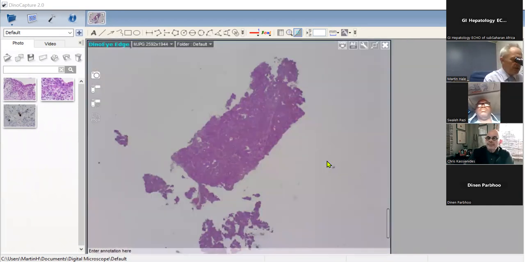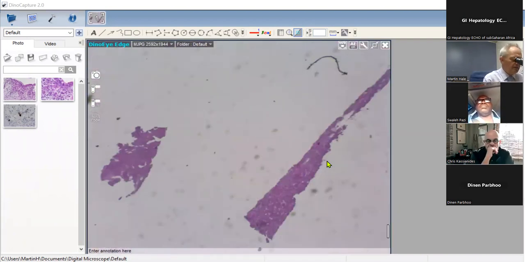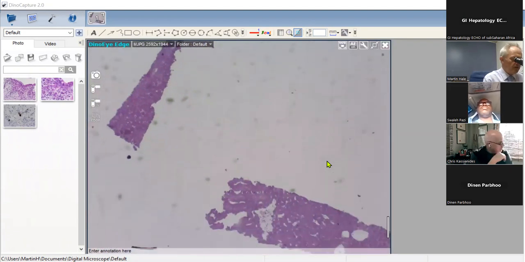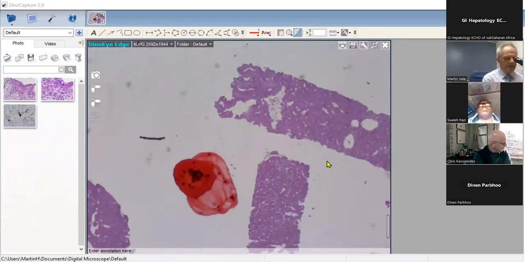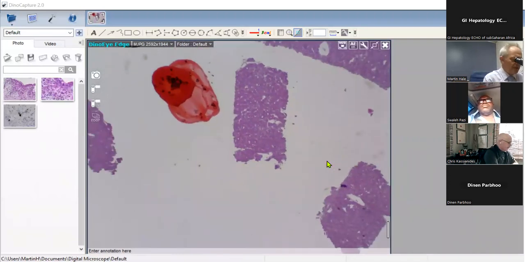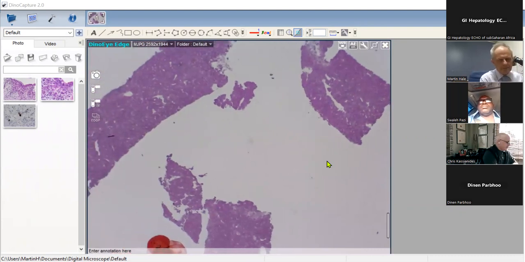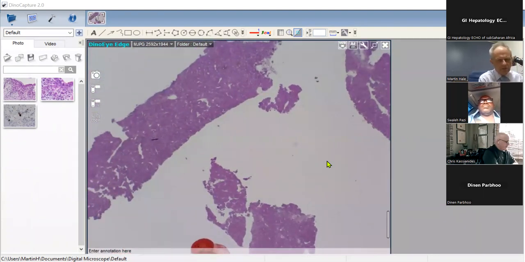And if we look just under low power, you can see that the morphology of all these is exactly the same. There's sheets and sheets of tumor cells. It's a fragmented biopsy, which is quite typical because there is no substance that is holding the tumor together.